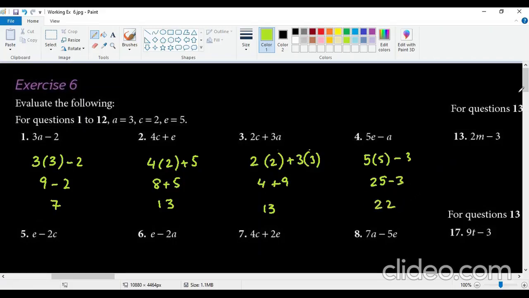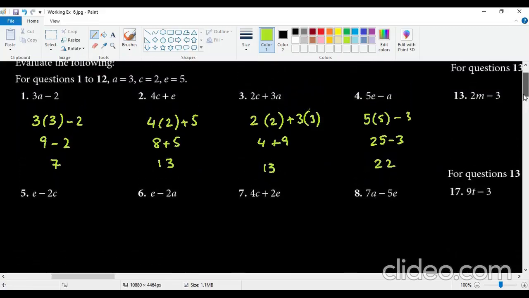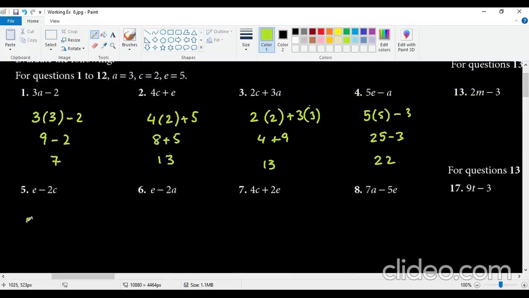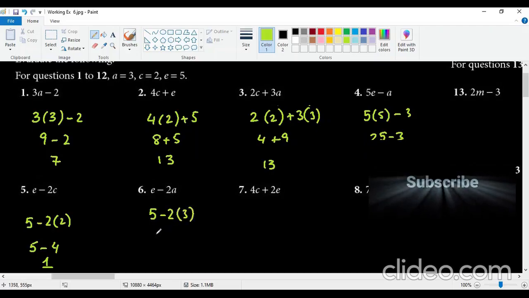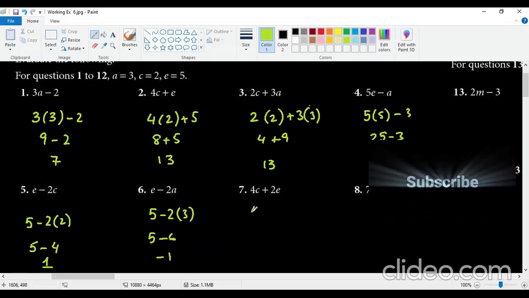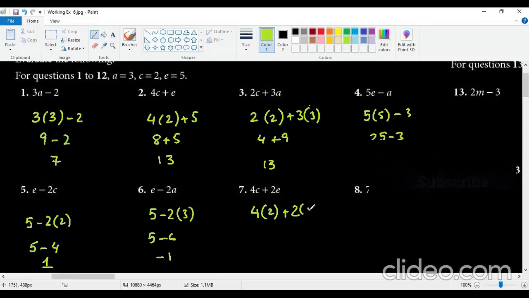When it comes to question number 5, it says e, which is 5, minus 2 times c, where c is 2, that means 5 minus 4 is going to give us 1. When it comes to question number 6, it says 5 minus 2 times a, where a is 3, that means 5 minus 6 is going to give you minus 1. For the next one, 4 times c, which is 2, plus 2 times e, which is 5, that means this will give you 8 and this gives you 10, that means 18 is the answer.